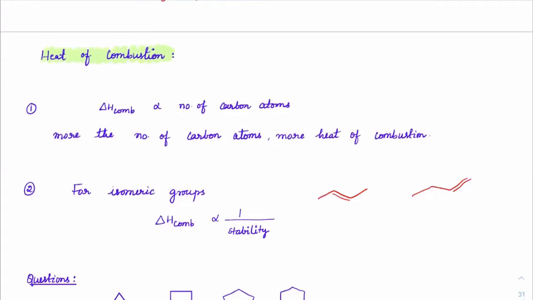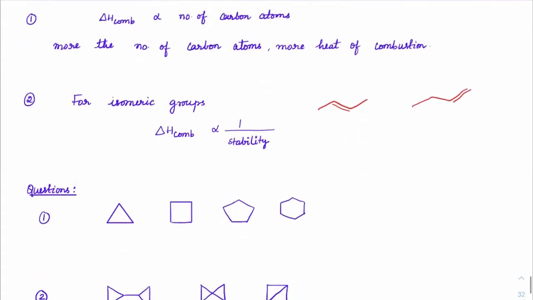We will always check the number of carbons and give that the highest priority for heat of combustion. Based on that, let us do a few questions. See the first one. Here there are 3 carbons, 4 carbons, 5 carbons and 6 carbons. Which one will have more delta H of combustion in this case? The 6 carbons case.